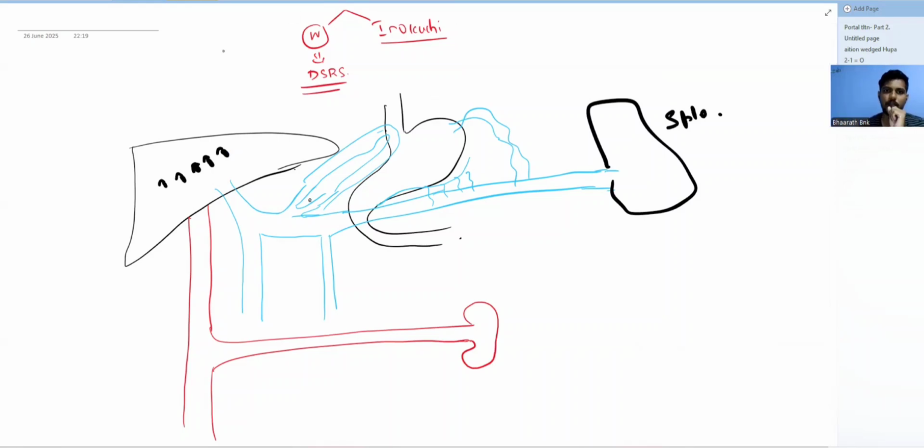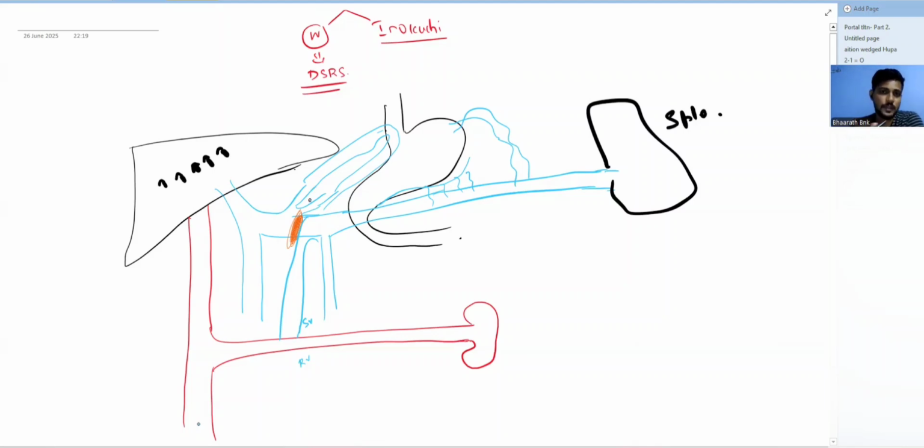So for that, what they did is, instead of cutting the splenic vein near the spleen, they cut the vein close to the portal end, right? So they cut the splenic vein close to the portal end, and they brought it and anastomosed it to the renal vein. So in the proximal splenorenal shunt, the splenic vein was cut close to the spleen and the proximal splenic vein was used, but here the distal splenic vein is used. So it is cut close to the portal end and it is anastomosed to the renal vein.